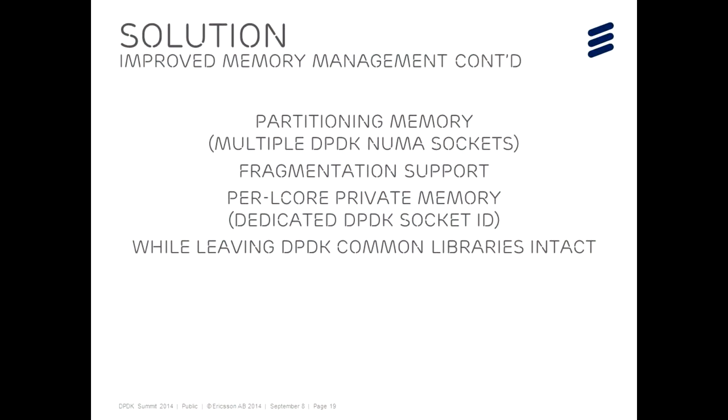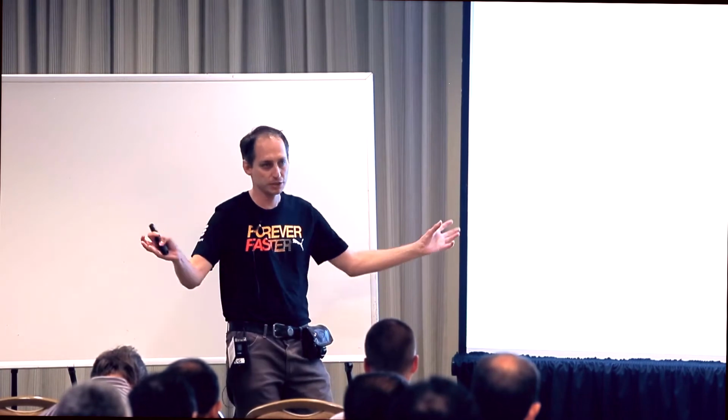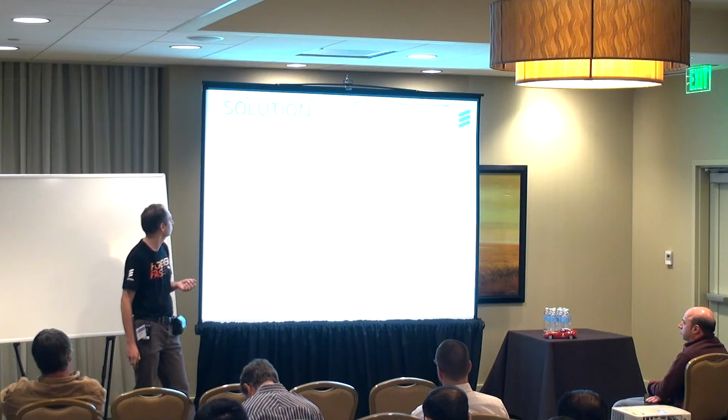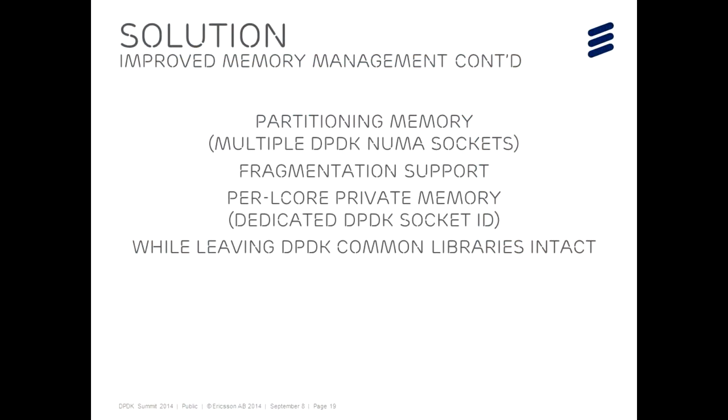So this way we're actually partitioning the memory, showing DPDK multiple DPDK sockets, and it cannot be just one DPDK socket per L core. It can be multiple depending on the configuration. Then fragmentation support. This is something we put on top of the mem zone allocator, so we can allocate multiple mem zones and stitch them together into a virtually contiguous space. And per L core private memory, I was talking about that.